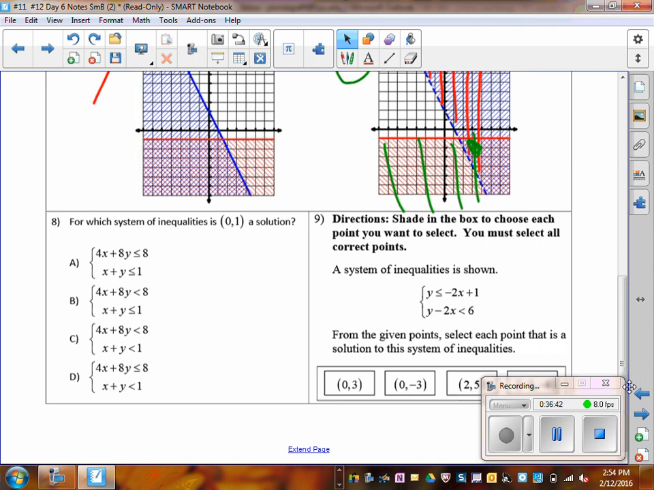Let's just talk about how to do number 8. Number 8, how would I do this? How do I check to see if it's a solution? We can just put in x and y, right? So put in 0 for x, 1 for y, and see which one works. They have to work for both.